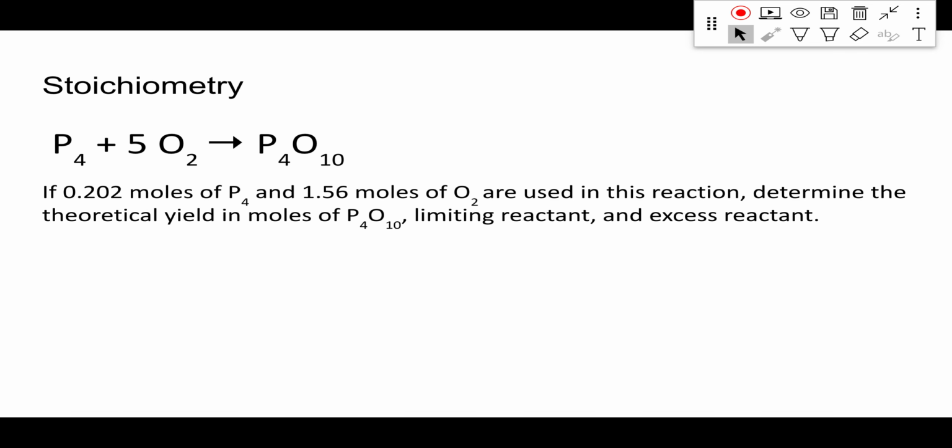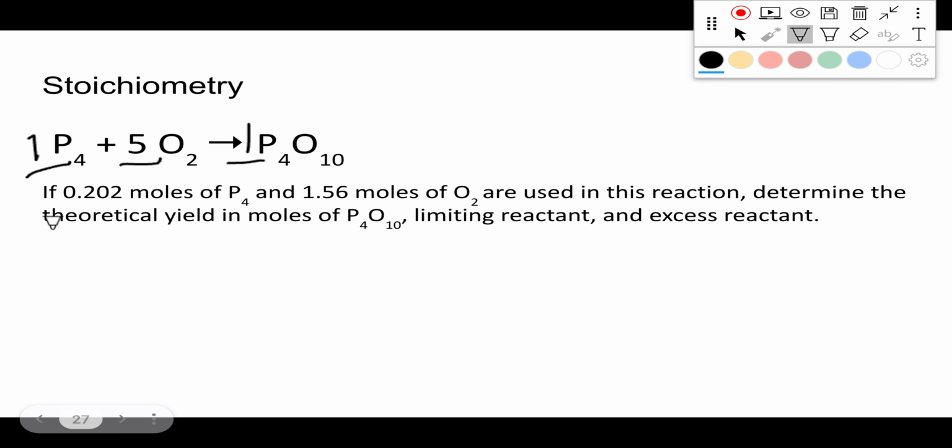Whenever I have a balanced equation, often I go ahead and underline the coefficients, and I fill in my ones, if I could write. So I have one P4 there, I have 5 O2, and then just an understood one P4O10. So down here, we're going to start our problem. So one of my givens is 0.202 moles of P4.